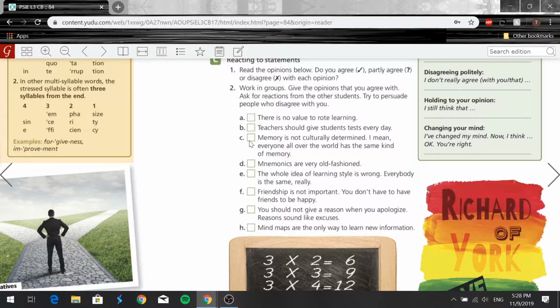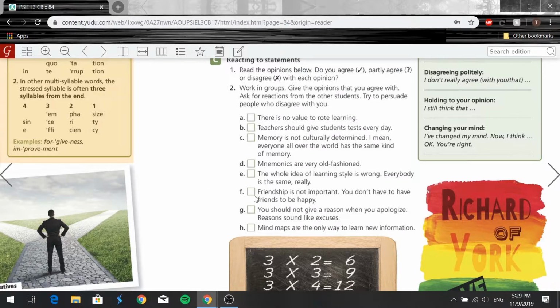Mnemonics are very old-fashioned. Basically any way that you could use to learn and memorize things. And I wouldn't say they're old-fashioned. I mean, whatever helps you study and memorize things, hey, good for you. So I don't think they're very old-fashioned. So disagree. The whole idea of learning style is wrong. Everybody is the same, really. Again, I don't know why I keep disagreeing with all of these, but hey.